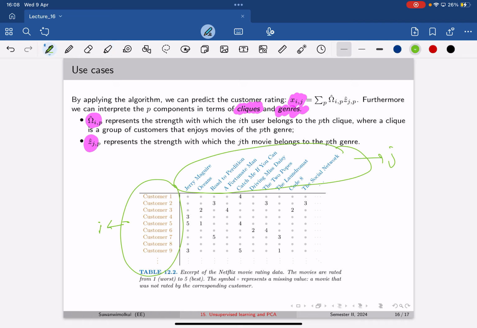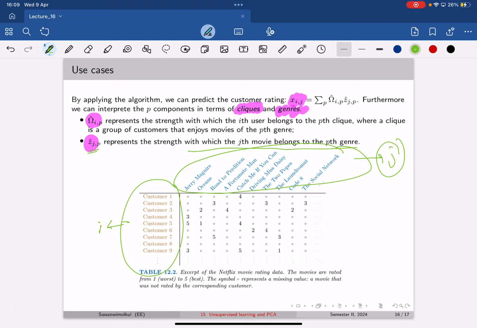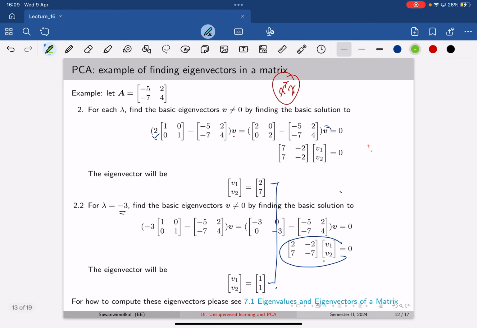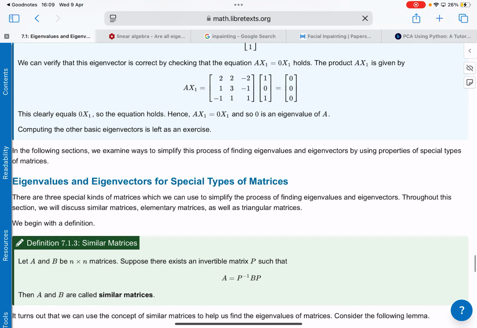In this case, because they use J to represent the movie, like the J indices for your movie, then Zj, which is like the reduced vector sample, is representing the score for each genre. So genre is related to the movies, and the cluster is actually related to users, like a group of users that like certain movies. So that's it. It's like a use case. So please don't worry. But anyway, feel free to go back and play with the code that I referred to, and you can look at this link for an example of what the eigenvector and eigenvalue are.